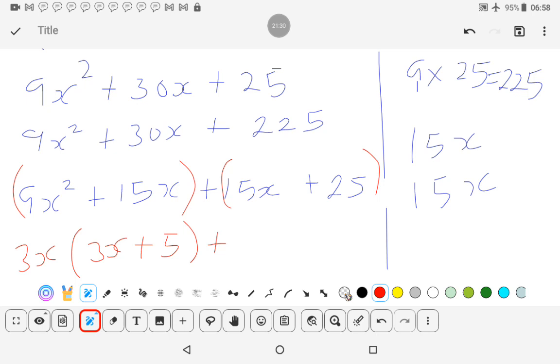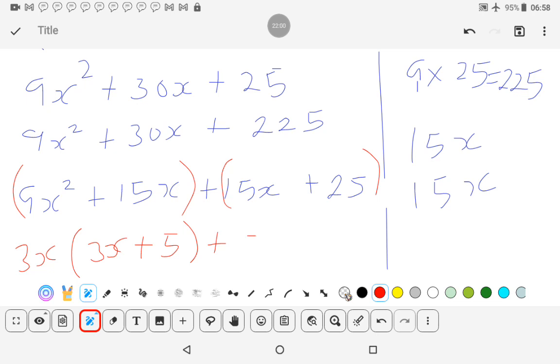Plus, you factor out the other side, look at the common factor there. If you observe, we have 15x and we have 25. The number that is common to the two terms there is 5, because 5 can divide 15 and also 5 can divide 25. So now bring out 5. It's not 5x, because 25 doesn't have x, so only 5 is common to the two terms.